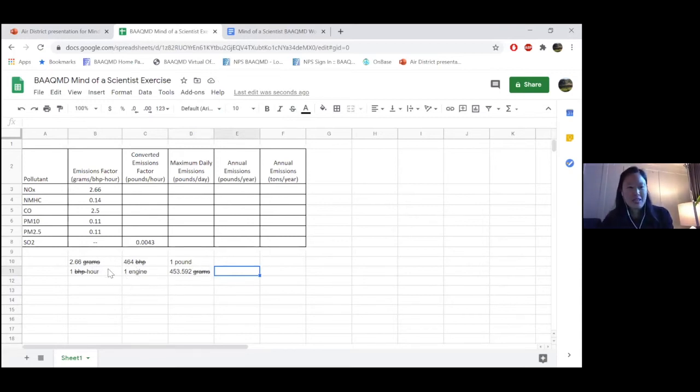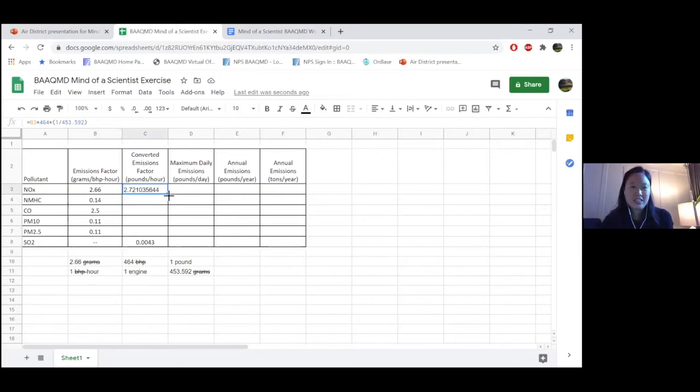And so I'm going to multiply these: 2.66 over 1 times 464 over 1 times 1 over 453.592. In order to do that as an Excel formula, here in pounds per hour, I'm going to put an equal sign. Now I'm going to take the 2.66 times 464 over 1 times, and then 1 divided by 453.592. And so that's how I get the pounds per hour in Excel.